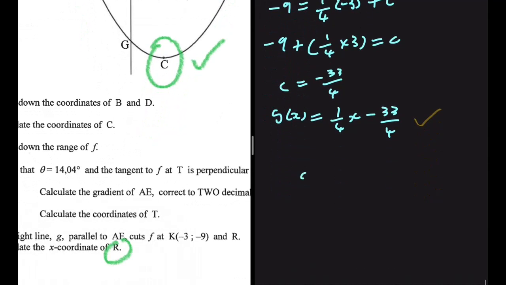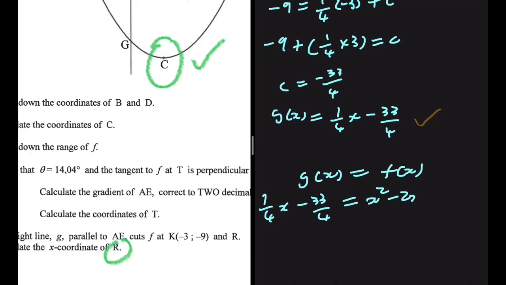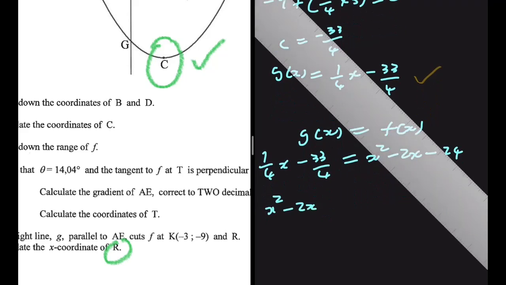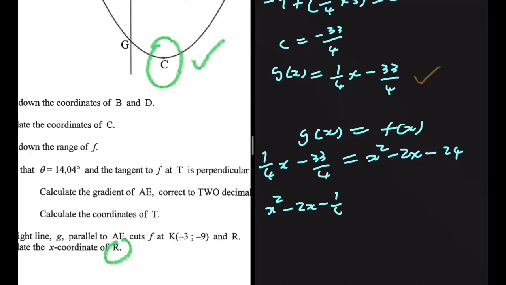So let's go ahead and say that g of x is equal to f of x. So g of x is 1 divided by 4x minus 33 divided by 4. And then f of x, on the other hand, we have x squared minus 2x minus 24. So if we rearrange this, we're going to get x squared minus 2x minus 1 divided by 4x, and then minus 24 plus 33 divided by 4 being equal to 0.